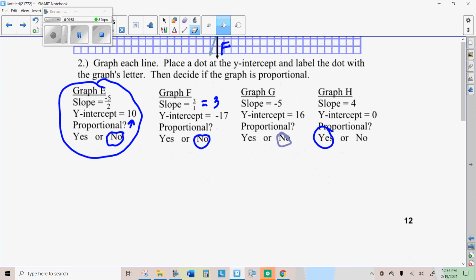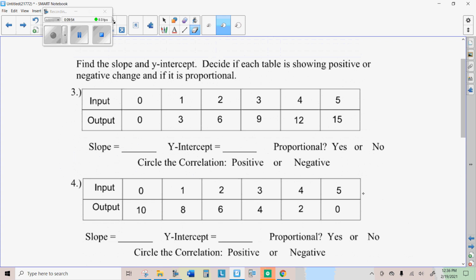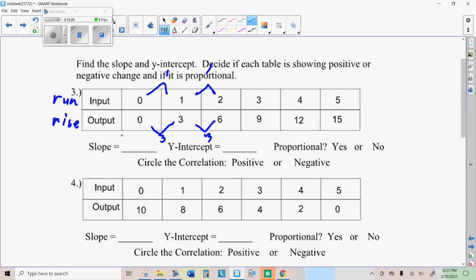All right, so what if we have a table? How do we figure out this stuff from a table, what the slope is? Well, whatever the output is, that will be your y variable, your change in y, or your rise. Let's just write that here. Your output is going to be your rise, and your change in input will be your run. So what you want to do is just look at what's going on with your output. Notice these are going up by 3 every time, so that means your rise is 3. These are going up by 1. That means your run is 1. So our slope is 3 over 1, which equals 3.